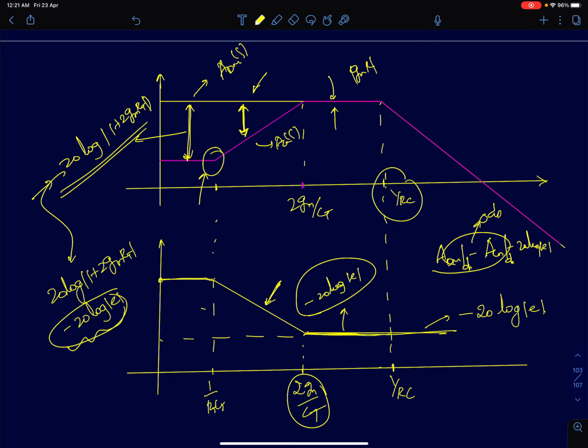Now if you see here, of course the ACM is decreasing at high frequencies, but you should notice even ADM is decreasing at very high frequencies. Therefore, the difference between the two will still be 0. Difference between ACM and ADM will be 0. Therefore, the CMRR will remain constant and it will be equal to minus of 20 log E.